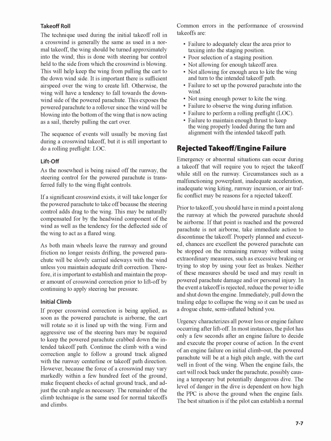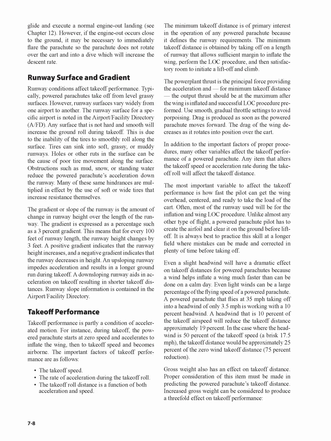The level of danger in the dive is dependent on how high the PPC is above the ground when the engine fails. The best situation is if the pilot can establish a normal glide and execute a normal engine out landing, see Chapter 12. However, if the engine out occurs close to the ground, it may be necessary to immediately flare the parachute so the parachute does not rotate over the cart and into a dive, which will increase the descent rate.